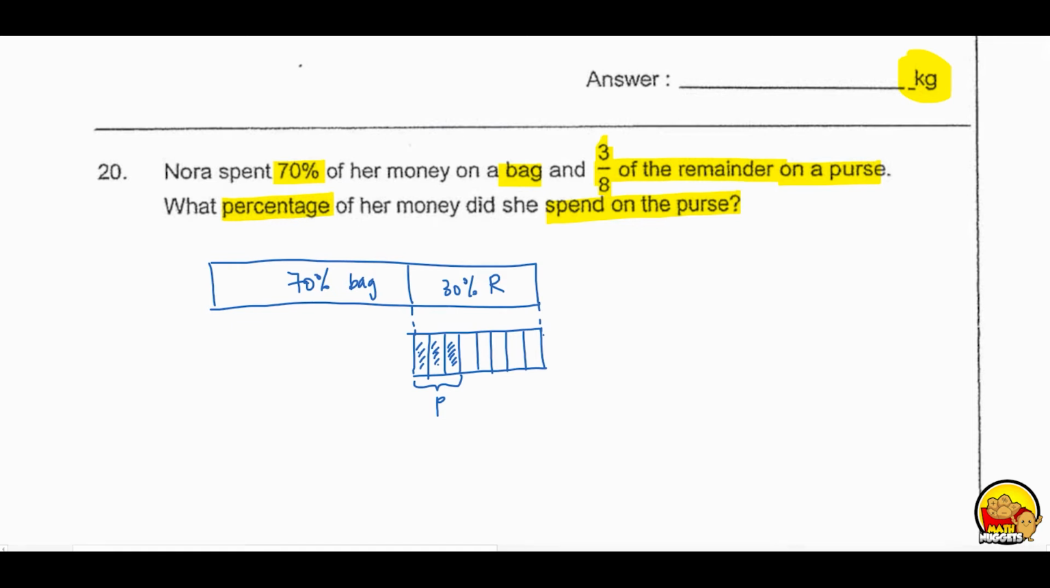So in order to find that, we just need to take 3/8 of the remainder. Of is times the remainder, which happens to be 30% of her money. So if we do this, we get 90 out of 8. And if I press the calculator, I will get 11.25%.